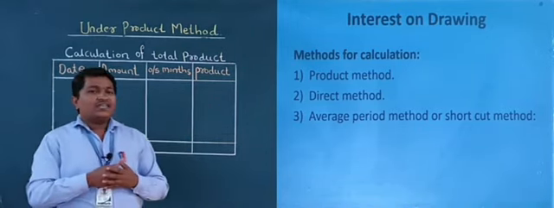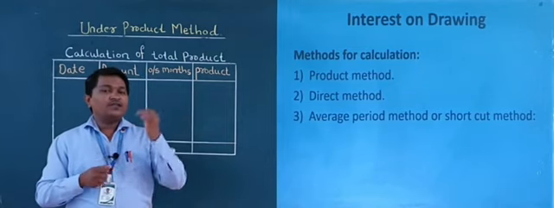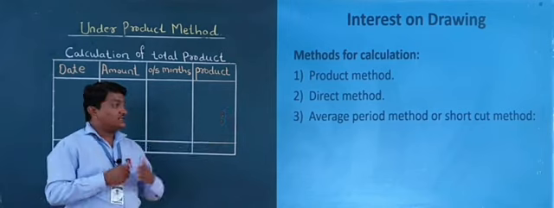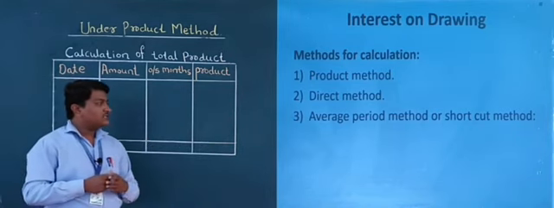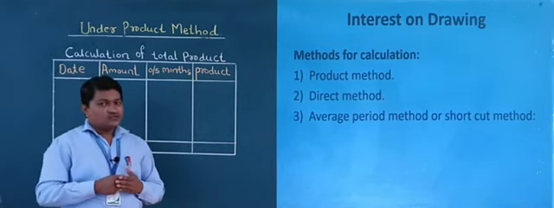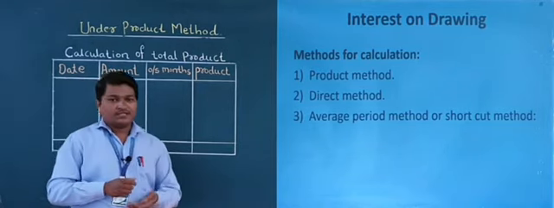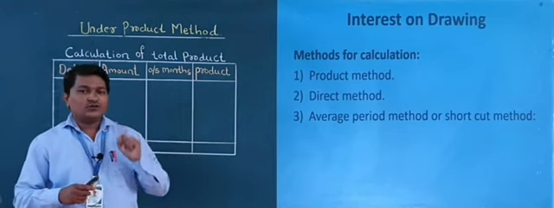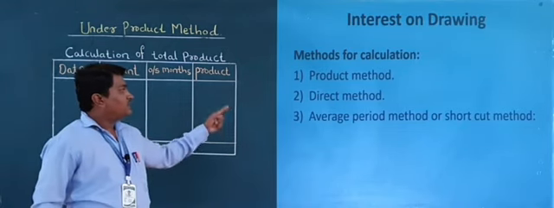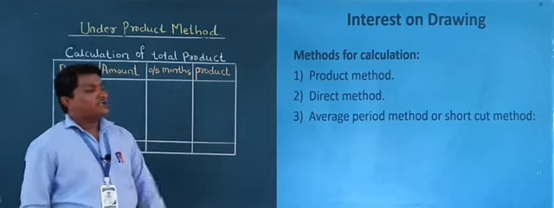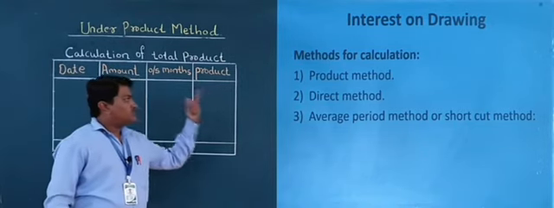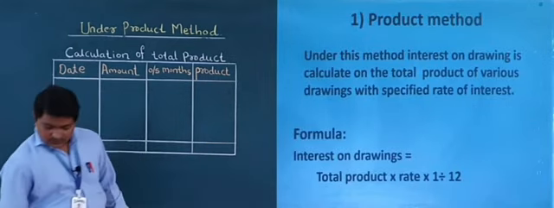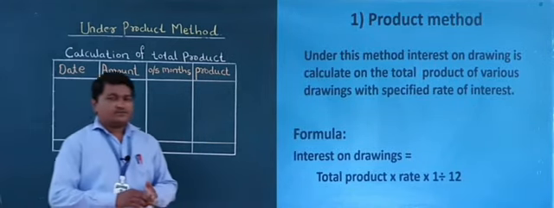To calculate interest on drawing, there are three methods. The first is the product method, the second is the direct method, and the third is the average period method, also called the shortcut method. Let's discuss the first one, the product method.